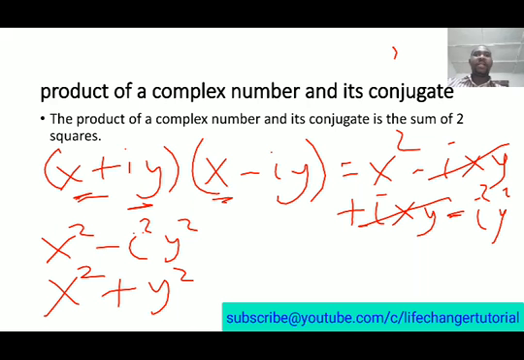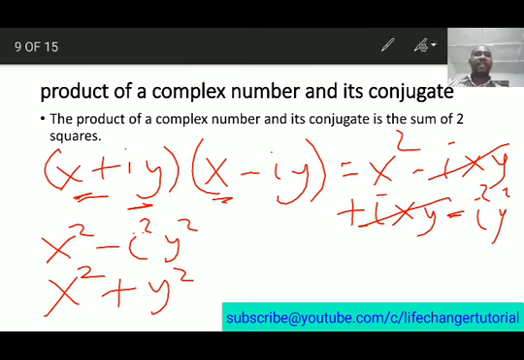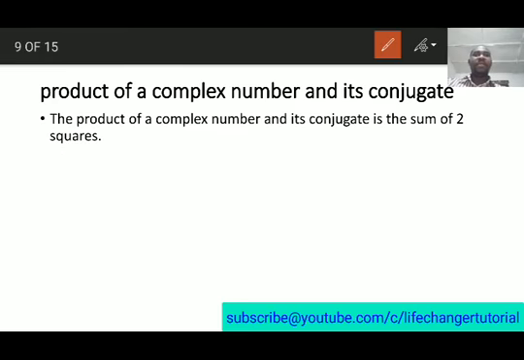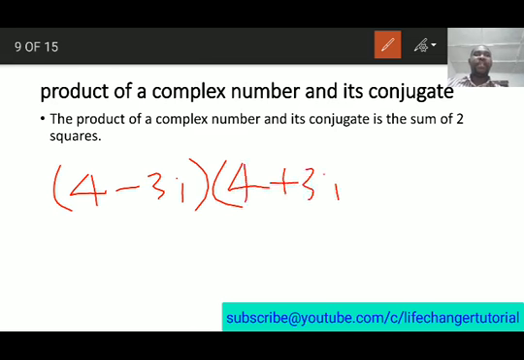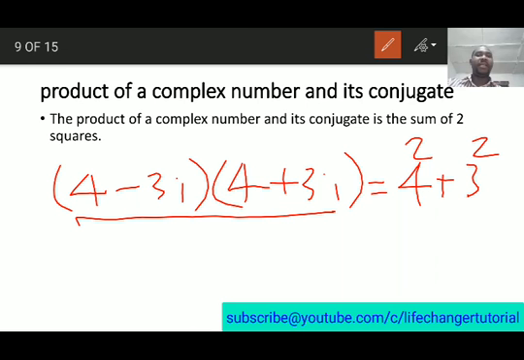Okay? Now, let me give more examples here. Let's say you have 4 minus 3i. What is the conjugate of 4 minus 3i? It is 4 plus 3i. So instead of opening up the bracket, I already know that when you multiply a complex number with its conjugate, I will get the sum of the two squares. So my answer will simply be 4 squared plus 3 squared without thinking twice. 4 squared is 16, 3 squared is 9, so that will give us 16 plus 9, which is 25. So the answer to that is 25.